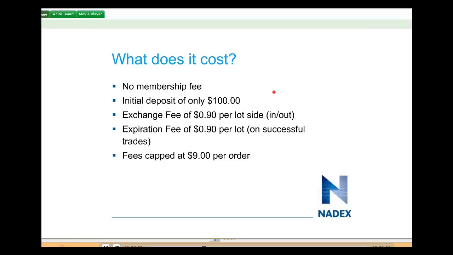Whatever you put up for the trade, there's an exchange fee of 90 cents per lot in and out, and an expiration fee of 90 cents per lot on profitable trades. All of the fees are capped though at $9 per order. So if I'm trading, let's just say, 10 contracts, I've got $9 in, $9 out if I close it. If I place 50 contracts or 100 contracts, though, it's still $9. And so all the fees are capped at $9.